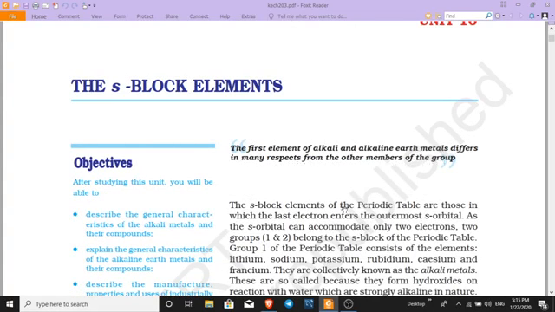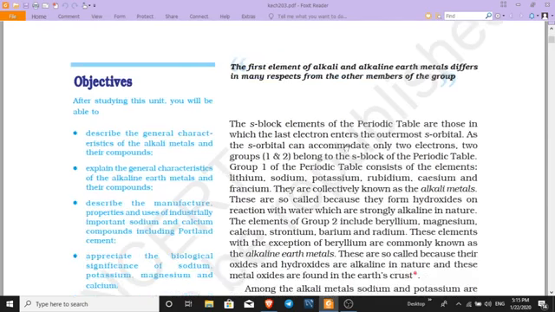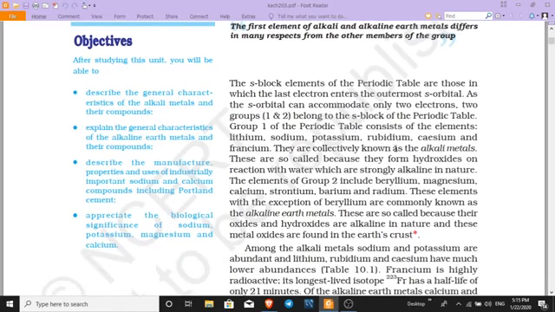The s block elements of the periodic table are those in which the last electron enters the outermost s orbital. As the s orbital can accommodate only two electrons, two groups, 1 and 2, belong to the s block of the periodic table. Group 1 of the periodic table consists of elements lithium, sodium, potassium, rubidium, cesium and francium.